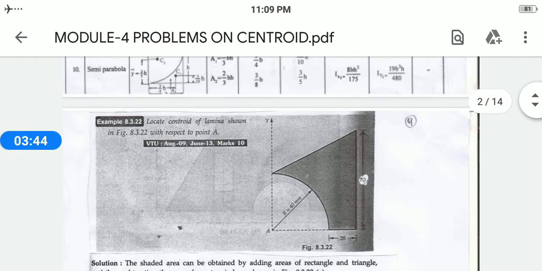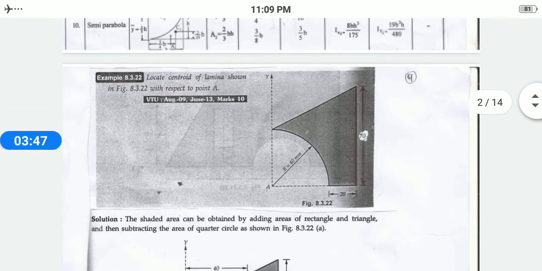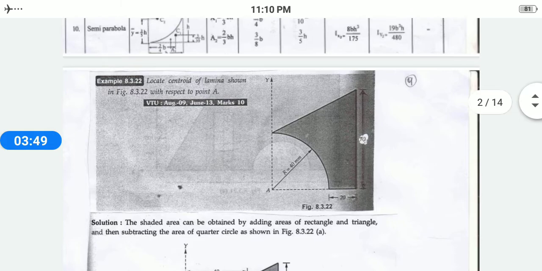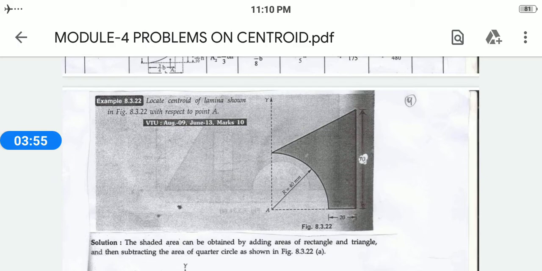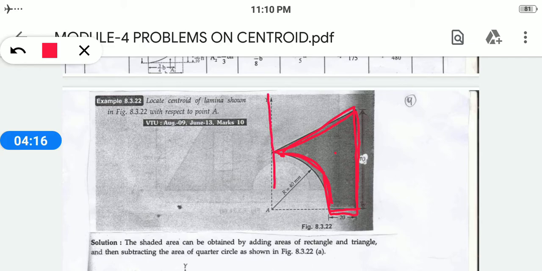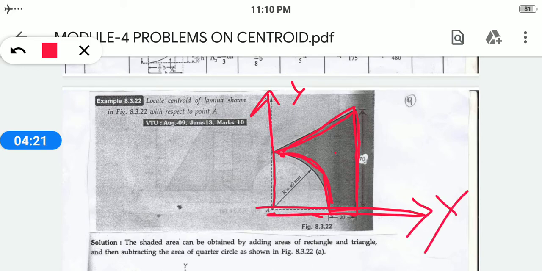So the first problem, it will be easy for you. Locate the centroid of the lamina shown in the figure with respect to point A. This is the structure they have given, and this is the given lamina. Now you have to find the centroid of this lamina. We don't have this as a common shape. How will you find it now? Here they have given one axis, that is y, and here they have given an x-axis.